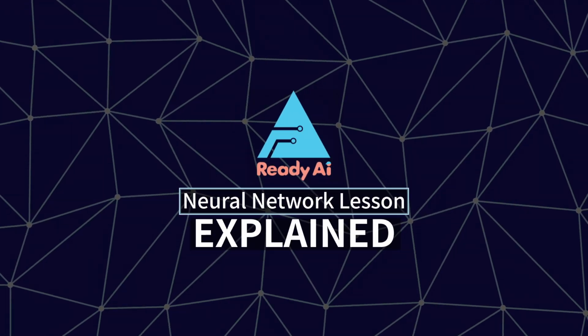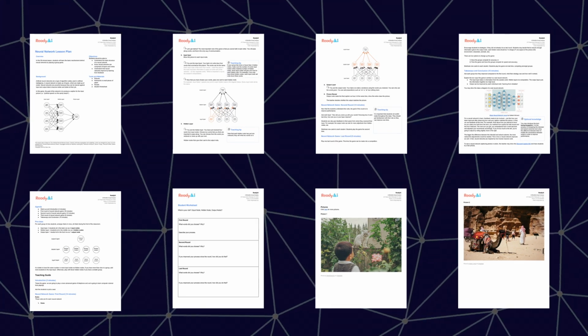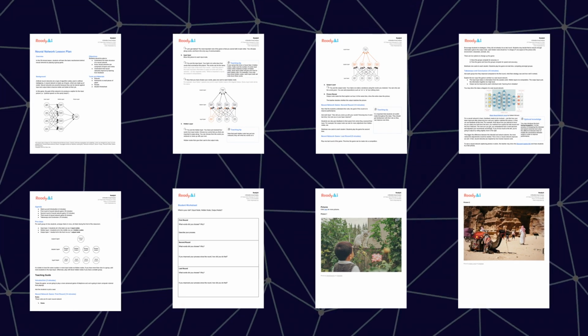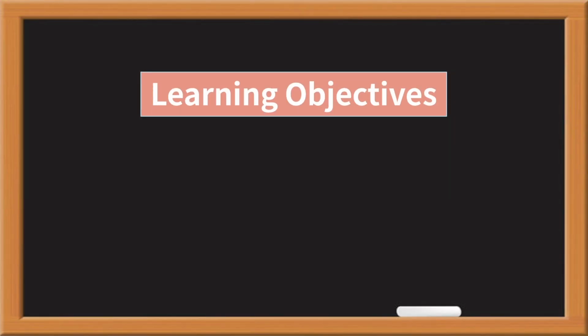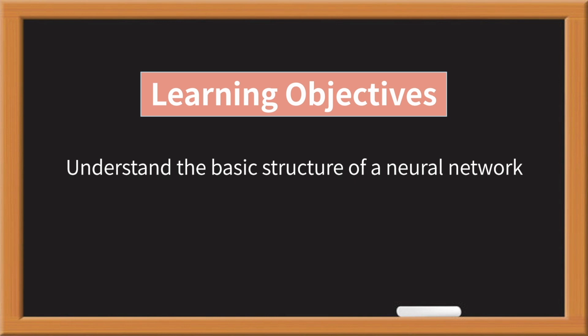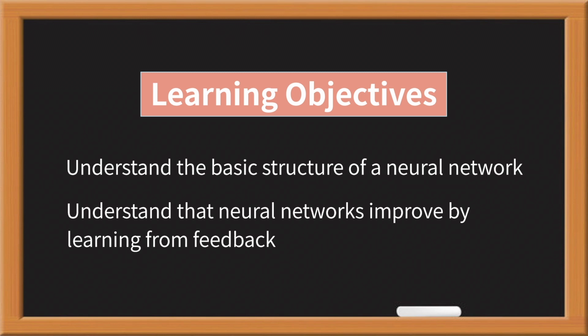In this Unplugged lesson, students will learn about machine learning and neural networks by playing a hands-on group game. The lesson takes 40 to 50 minutes. The goals are for students to understand the basic structure of a neural network, how it works, and understand that neural networks improve by learning from feedback.